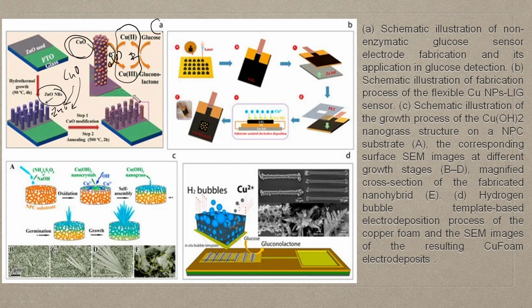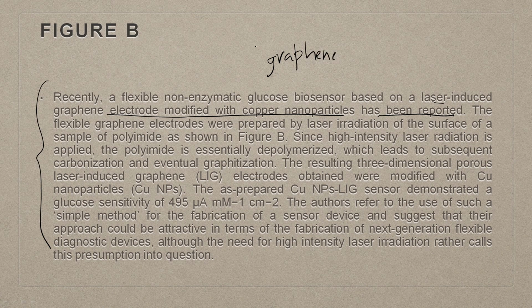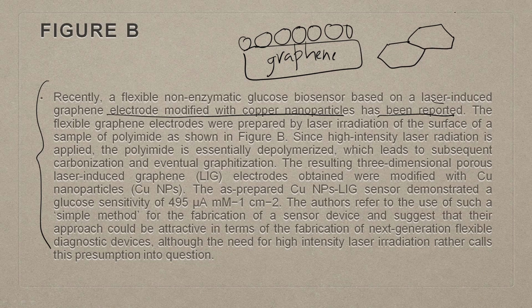So, what you see in picture A is the schematic illustration of non-enzymatic glucose sensor fabrication and its application. Now, if we go to the next one, which is B, recently a flexible non-enzymatic glucose biosensor based on a laser induced graphene electrode modified with copper nanoparticles has been reported. So, here you have the graphene base, and on top there is copper. The reason to use graphene is, as all of you are aware, that graphene is a single or a monolayer of carbon with extraordinary electrical properties and optical properties.